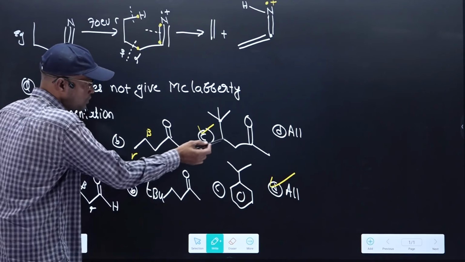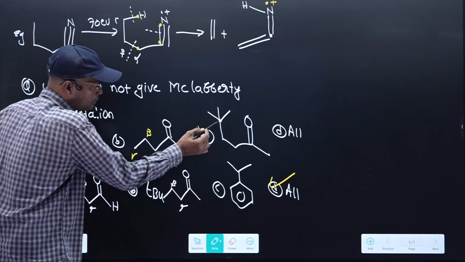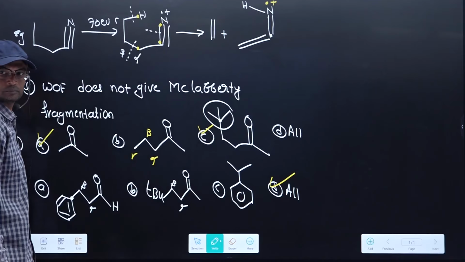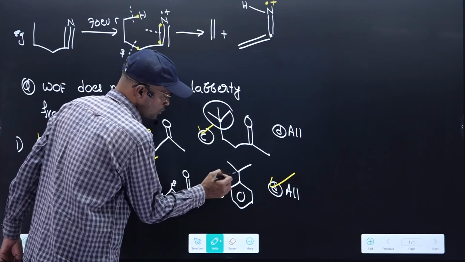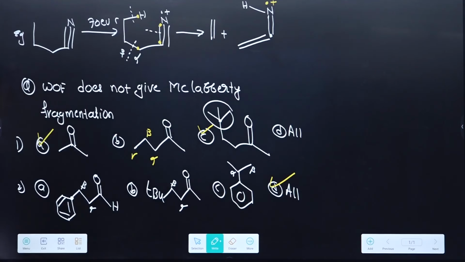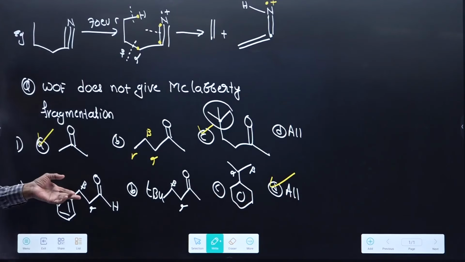And tertiary butyl is this. This and this both are the same. Alpha, beta, gamma. This is gamma. This part is called tertiary butyl. Okay. Then this is unsaturation alpha, and this is beta. What is the requirement? Gamma is required. So there is no gamma, no reaction. Finally, all. All will not be involved in McLafferty. Clear?